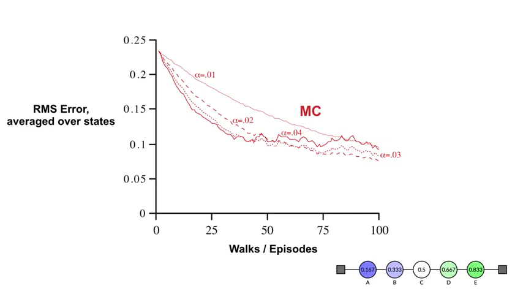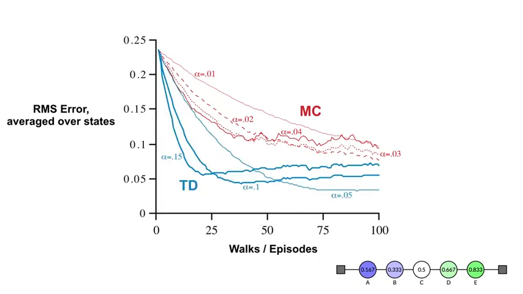The red learning curves represent the performance of Monte Carlo for several values of alpha. Each curve is averaged over 100 independent runs. For instance, this point represents the average error achieved after 50 episodes for the learning rate 0.01. Now let's look at TD's performance. We see that TD performed consistently better than Monte Carlo. Let's look a little more closely.